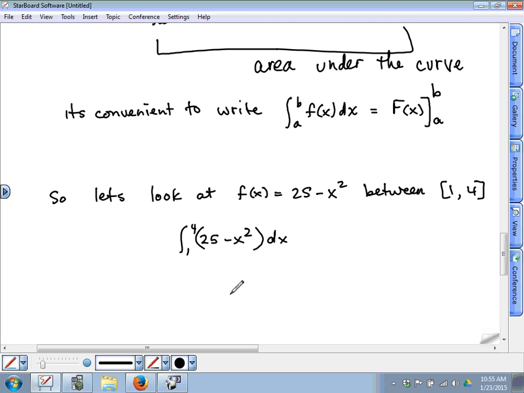So using some of those cool properties we talked about, if this is the sum or difference of multiple terms, we can separate the integrals.